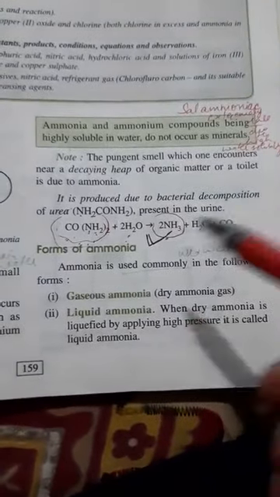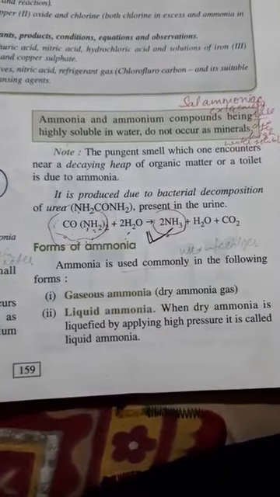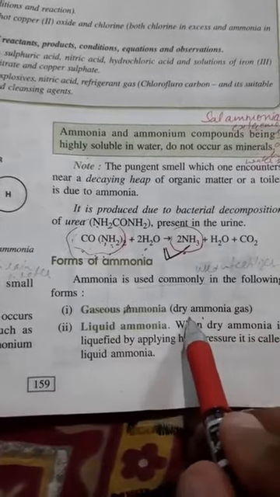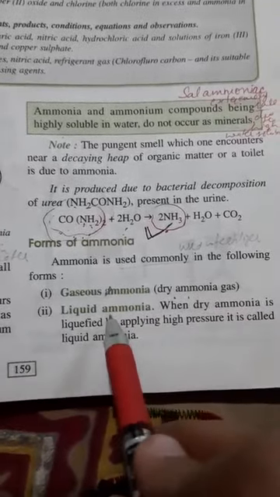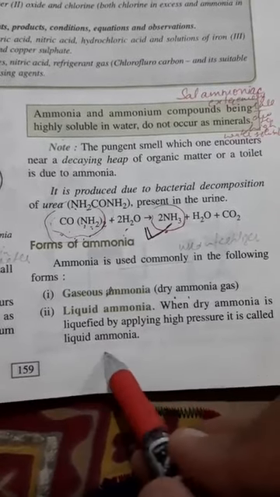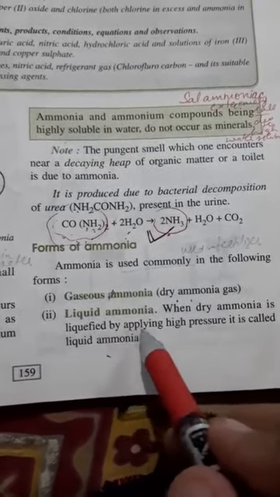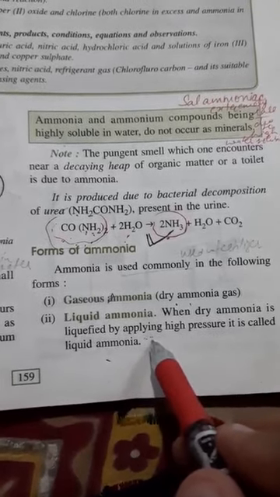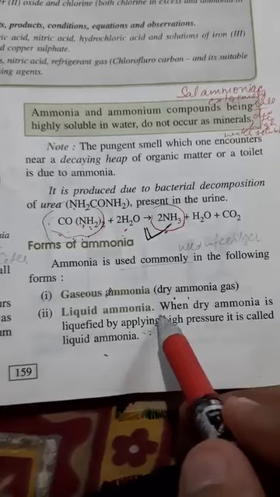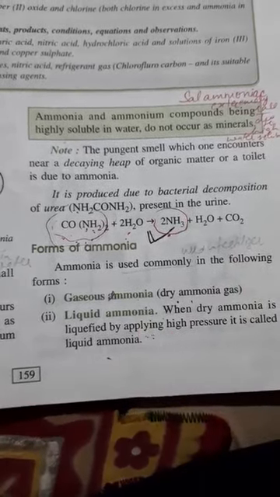Now we are moving towards the forms of ammonia, right? Gas is ammonia. You can say it is dry ammonia gas. Liquid ammonia: when dry ammonia is liquefied by high pressure, it is called liquid ammonia. It means it does not contain water in it, right? Clear? And the moment you open the bottle of liquid ammonia, it again starts changing into gaseous ammonia, right?